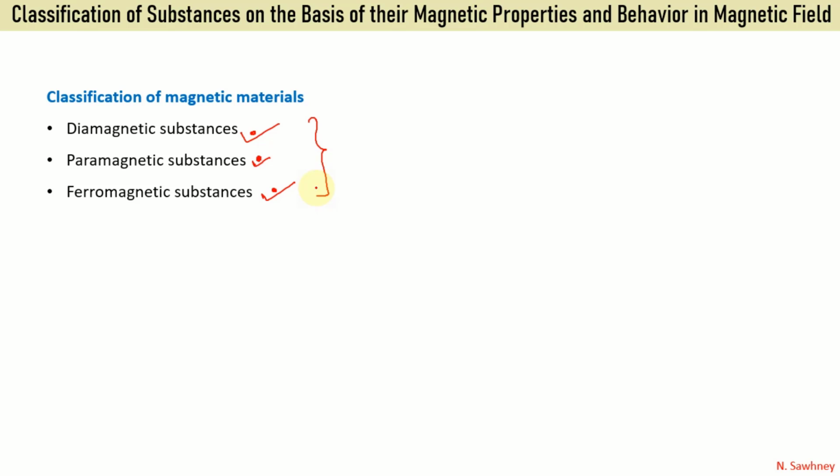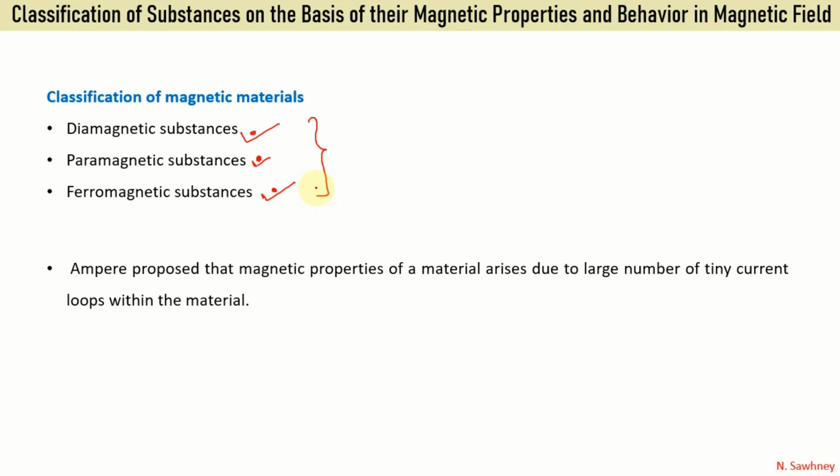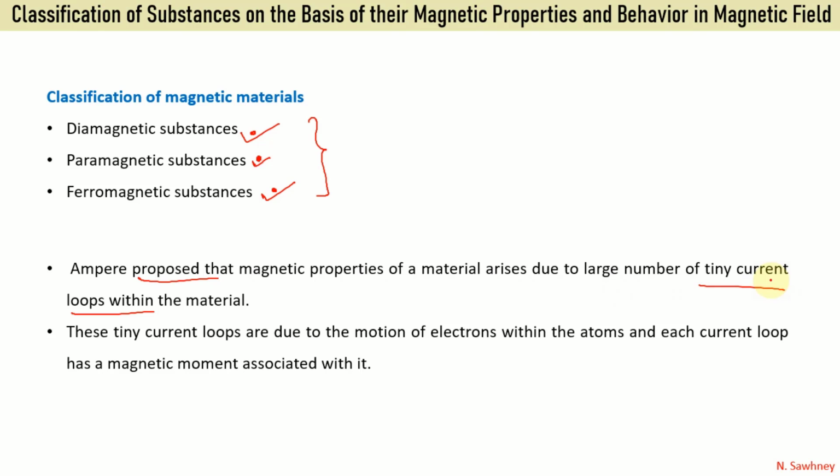We know that matter is made up of atoms, and each atom has positively charged nucleus at its center, around which electrons revolve in discrete orbits. Now, we know from our previous video of magnetic dipole moment of an atom due to revolving electron that each revolving electron is equivalent to a tiny current loop or magnetic dipole. So, Ampere suggested that the magnetic properties of the material are due to these tiny loops within the material. Also, these tiny loops are due to the motion of the electrons.